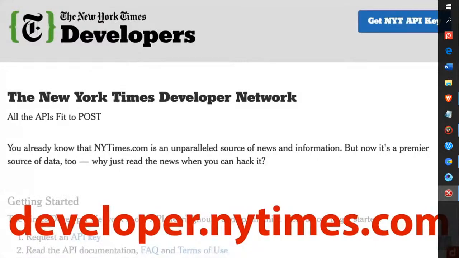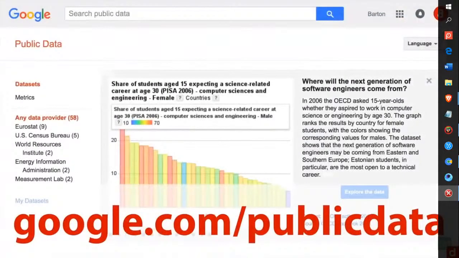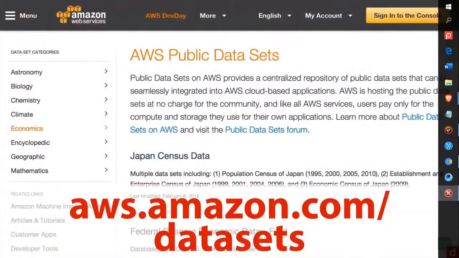And then two of the mother lodes: there's Google, which at google.com has public data, which is a wonderful thing. And then Amazon at aws.amazon.com/datasets has gargantuan datasets. So if you needed a dataset that was like 5 terabytes in size, this is the place that you would go to get it.